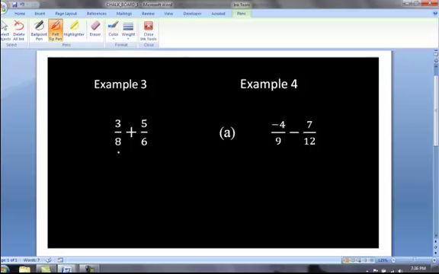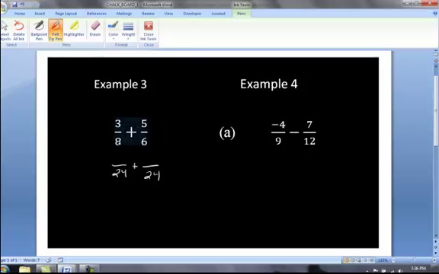So we're going to have to find the common denominator, and we call it the least common denominator, the LCM. That's going to be the least number that both 8 and 6 will go into. Well, the smallest number that both 8 and 6 will go into is 24. So we're going to use 24 for our new denominator. And if you need to list multiples of 8 to figure out what number both 8 and 6 go into, you can do that as well.